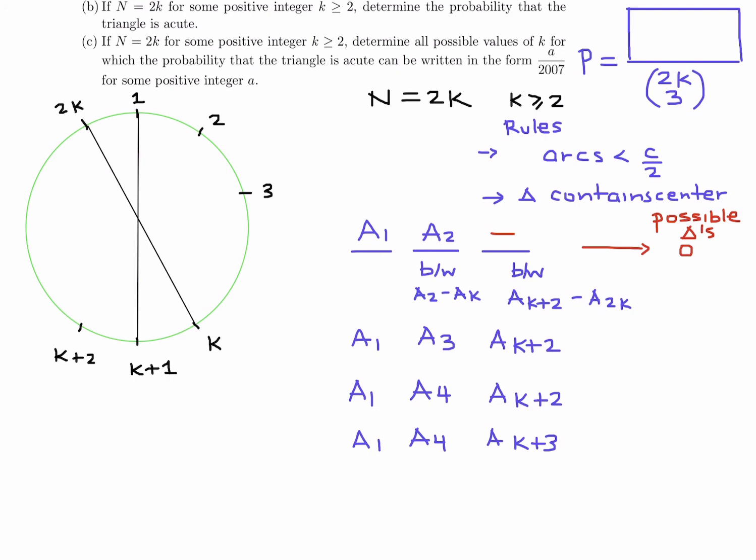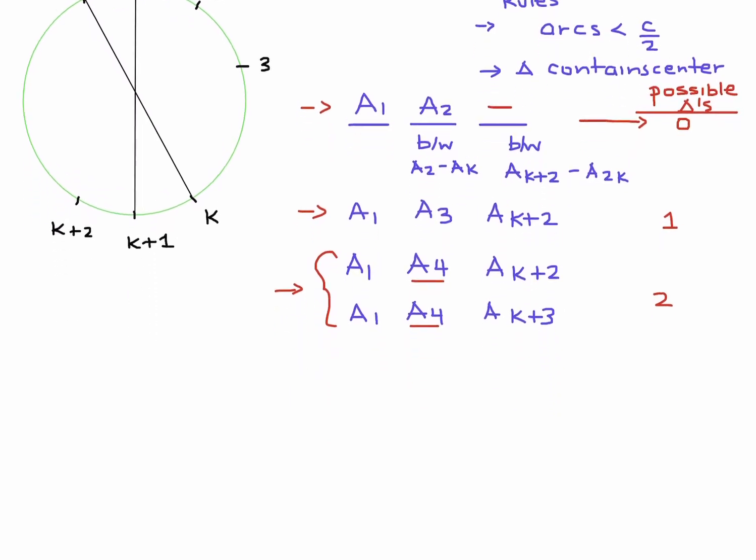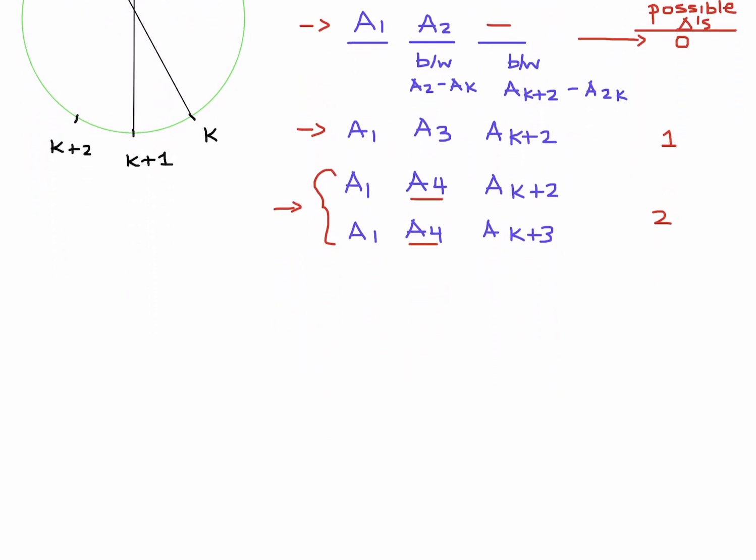Okay, so how many possible triangles? Let me fill out this little table here. I got 0 for this guy. For the A1, A3 scenario, there's 1. For the A1, A4s, there was 2.